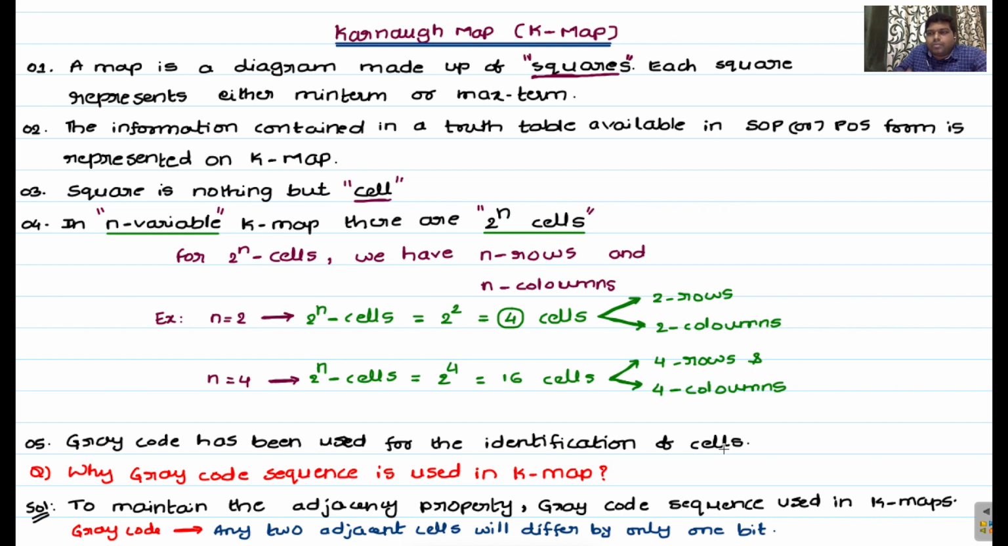Because of that gray code sequence, we are getting a minimized Boolean expression. If you use any other code, we are not getting a minimized Boolean expression. So what is the advantage of a minimized Boolean expression? Fewer components are required in its logical circuit design. That's why we need to choose a minimized Boolean expression. To get that, we are using the gray code sequence in the K-map method.